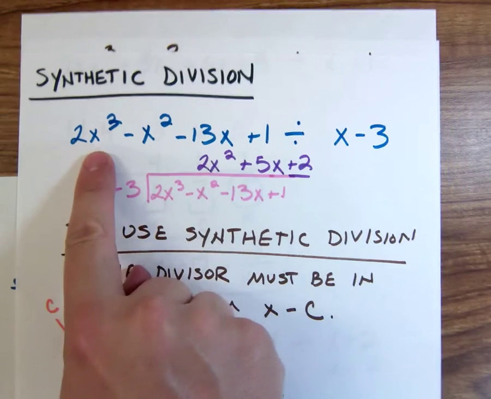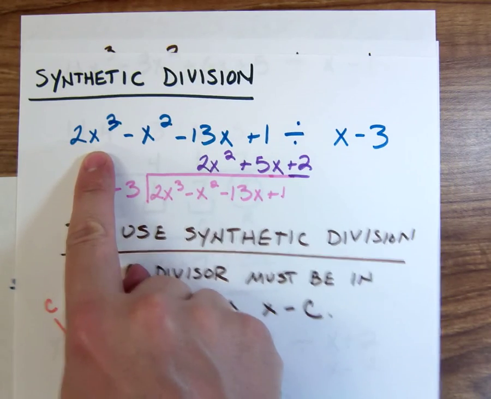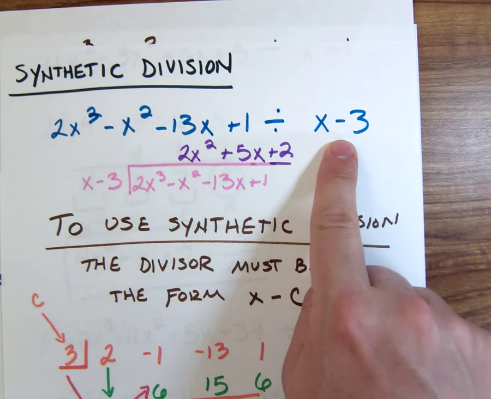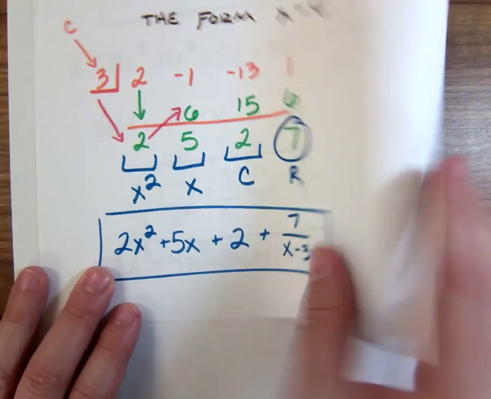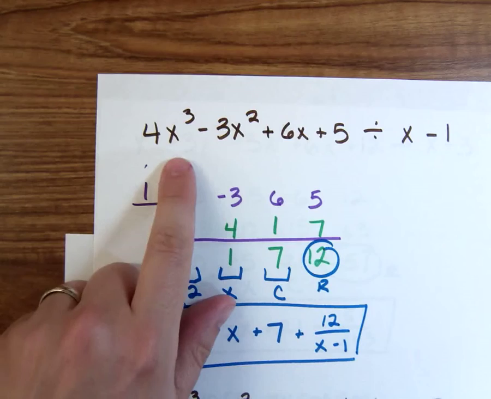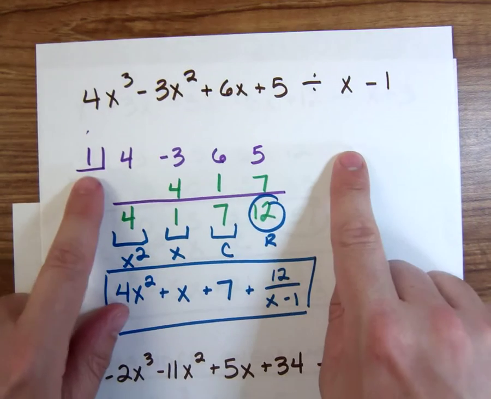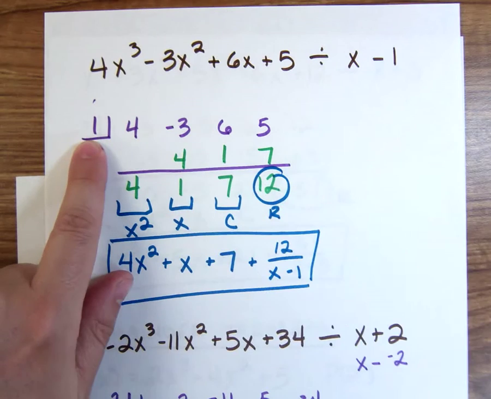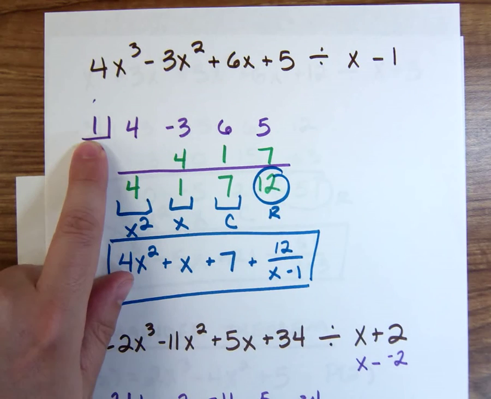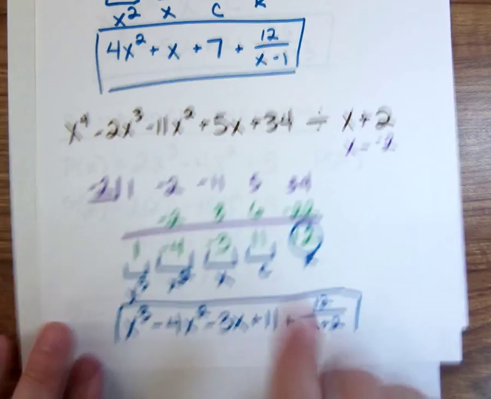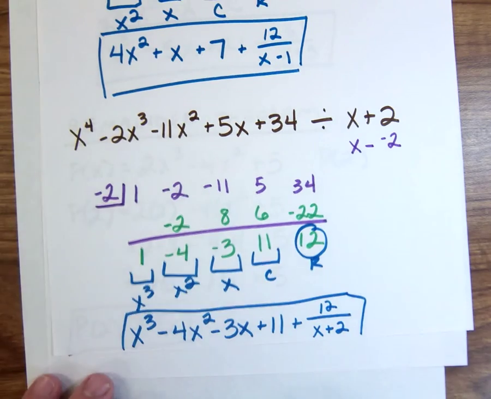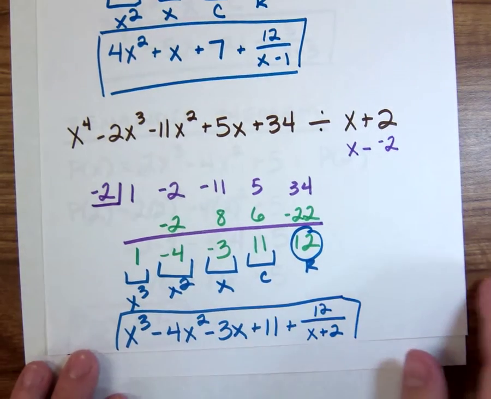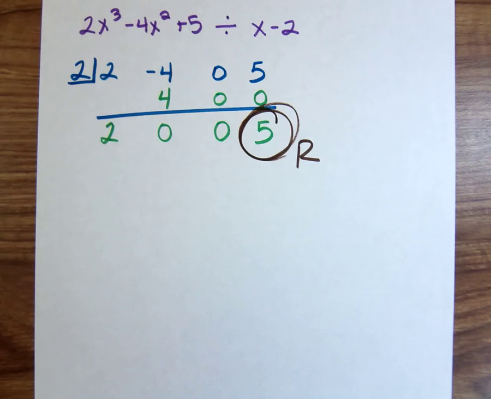So, if we go back to our first problem, what we're saying is if I took 2x cubed minus x squared minus 13x plus 1 and I plugged in 3, I would get 7 for my answer. If I were to take my second problem, 4x cubed minus 3x squared plus 6x plus 5, and I were to plug in the number 1 in place of x, I would get 12 for my answer. What number did I plug in on this one? -2. If I substituted -2 for x, I would get 12 for the answer. Okay?